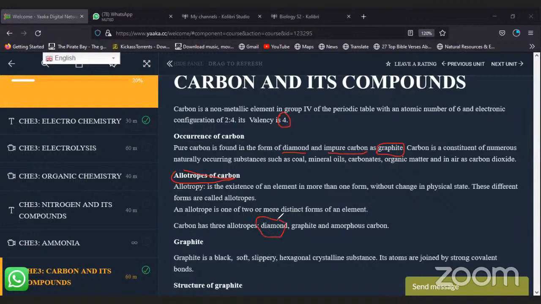We have diamond, graphite, like I had explained to you what graphite is, and amorphous carbon. Amorphous carbon, you can also call it charcoal. So those are the allotropes of carbon. Do you have any questions for me so far?